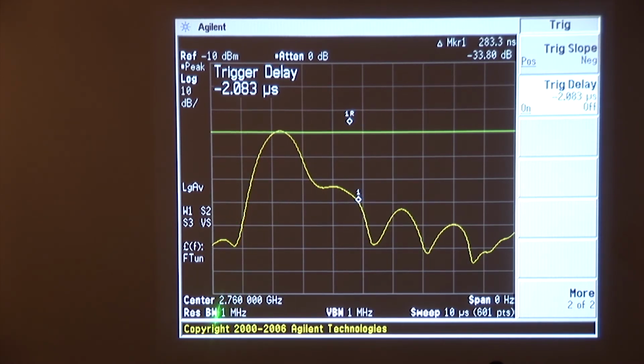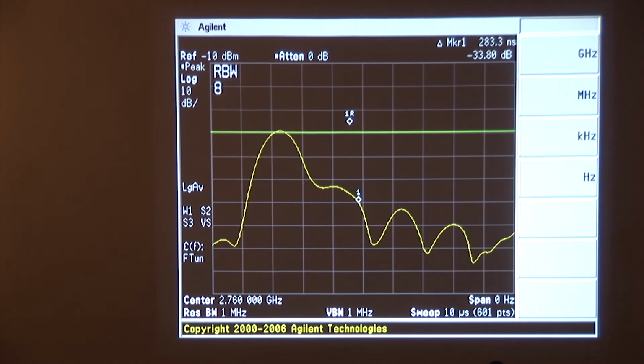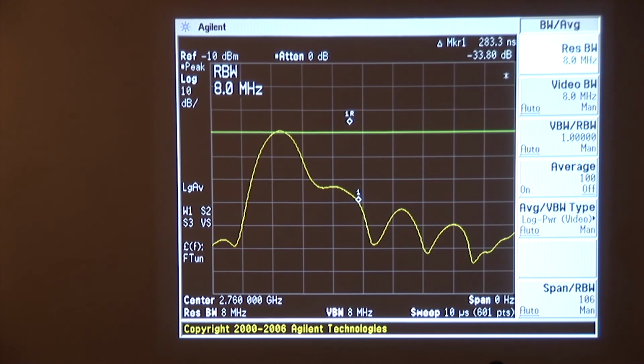Now, we're in a 1 megahertz bandwidth, and we're seeing the effect that 1 megahertz bandwidth is actually rounding off the pulse shape. Here we want the widest possible bandwidth so that we can get the best possible resolution on the pulse shape. The widest bandwidth we have available is 8 megahertz. Boom. Now wait another 5 seconds, or less.